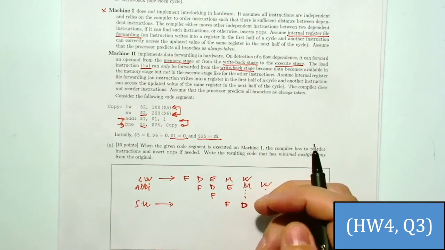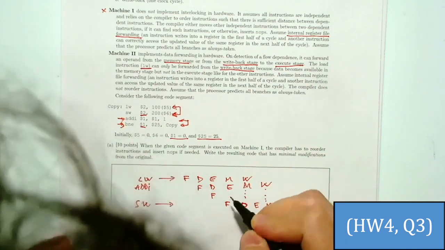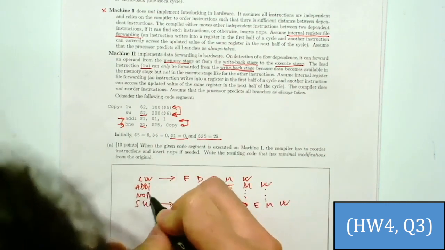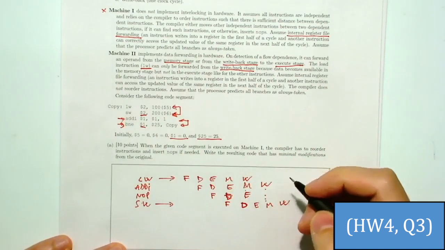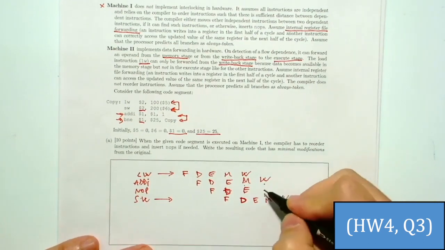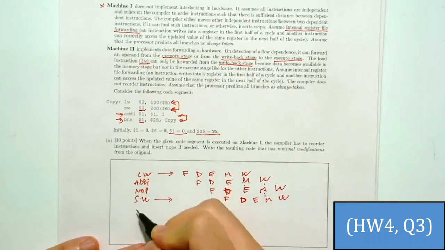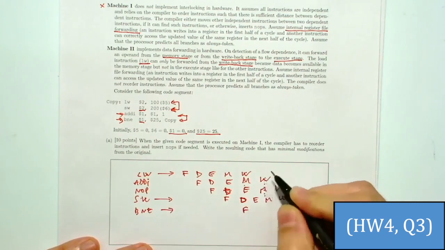Okay. So basically here we have to insert a nop. So this will be execute, decode, execute. Oh, I'm sorry. Execute, memory, write back. And the last instruction, branch, can fetch.